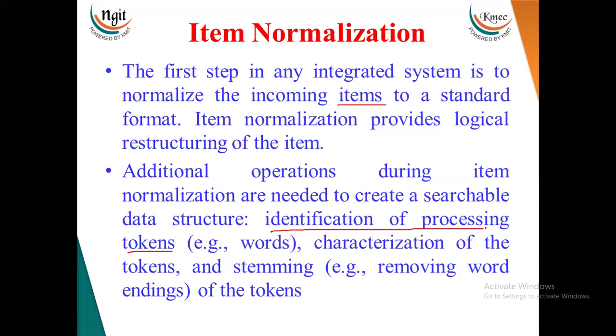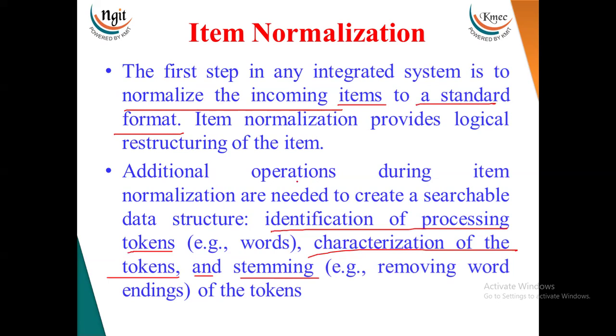So what are the steps of processing tokens? First is identification of the tokens: I can divide a complete sentence into words. Second is characterization of the tokens: how you characterize each token in the given word. And finally, stemming, removing some tokens, like and, the, comma, of, and all these things can be removed. So in the first step, you have to normalize all the incoming items to a standard format. Suppose in your data you have multiple formats or different languages, they have to be converted into one language, then you have to go for normalization.